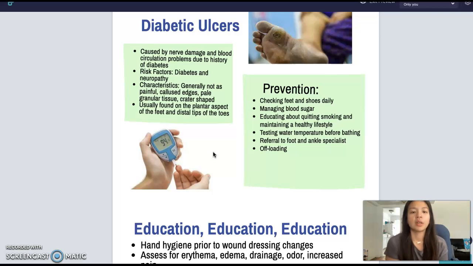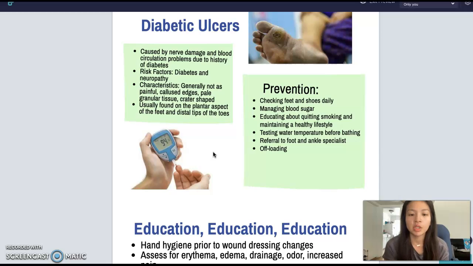Last but not least, we're going to talk about diabetic ulcers, and these are caused by nerve damage and blood circulation problems due to a history of diabetes. Patients will develop a pins and needles sensation to their feet. Generally starts out at the distal tips, and this in turn causes them not to be able to feel if they, for example, step on a nail. Diabetic ulcers are generally not as painful. The edges are pretty calloused. The tissue is pale in the wound bed, and they are crater shaped. And they're usually found on the plantar aspect of the feet and distal tips of the toes.